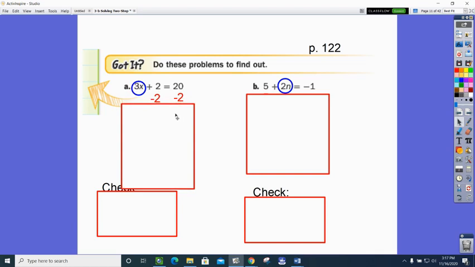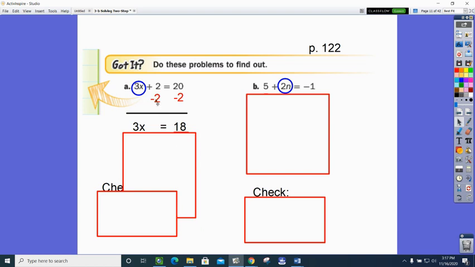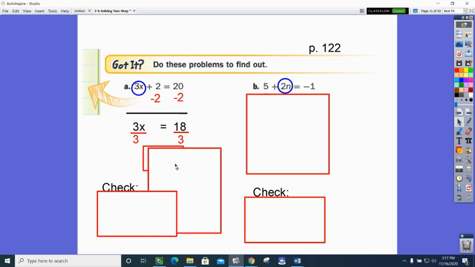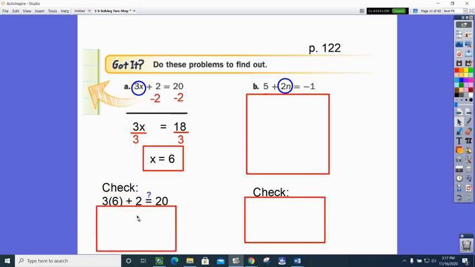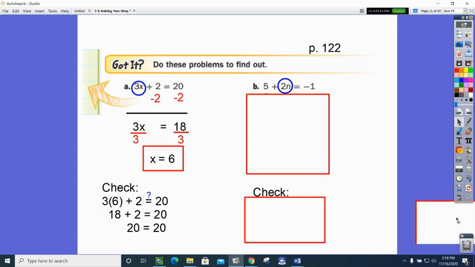Did you start by subtracting 2 on both sides? When you did that, the 3x is still there, the 0 pair goes away, and 20 minus 2 is 18. The opposite of multiplying 3 is dividing by 3. 3 over 3 is just 1. I'm going to write that as the invisible 1. I'm just going to put x. And 18 divided by 3 is 6. So is 6 the only number that can replace x? Let's check. 3 times 6 plus 2, does that equal 20? Do your order of operations. You multiply before you add. And 18 plus 2, sure enough, is 20.